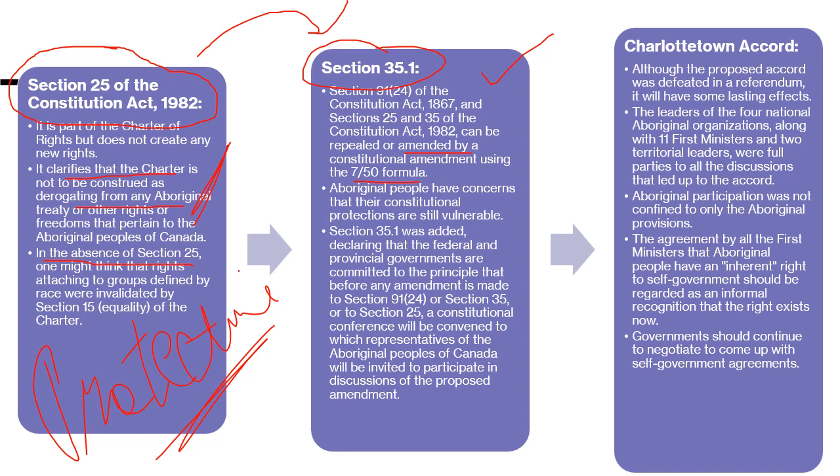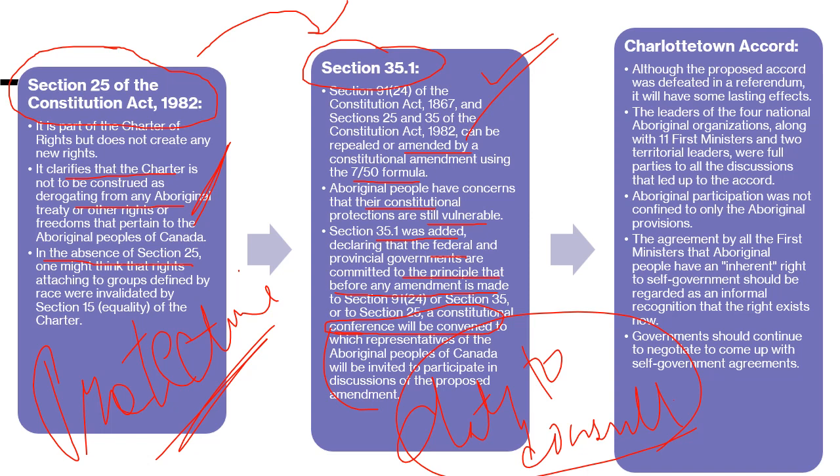Duty to consult. So Aboriginal people's concern was that their constitutional protections are still vulnerable. So Section 35.1 was added, declaring that the federal and provincial governments are committed to the principle that before any amendment is made, a constitutional conference will be convened. What does this mean? This conference means duty to consult. A proper negotiation will be there. They will sit together and discuss that, okay, we are going to make this change. Then the Crown, the federal government, and the provincial governments will ask for their opinion, and if everyone agrees, only then can they make the amendment.